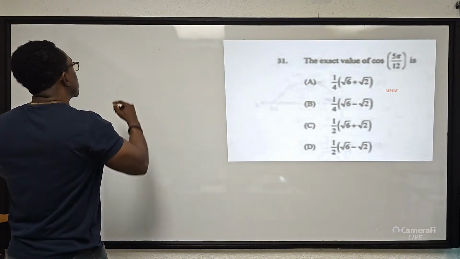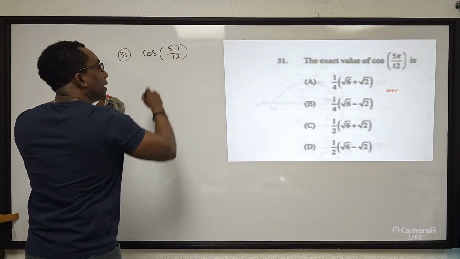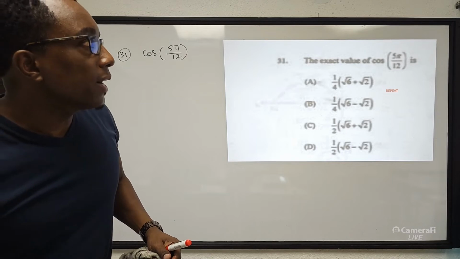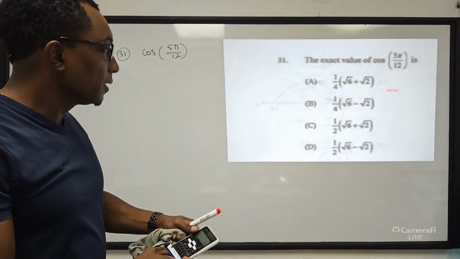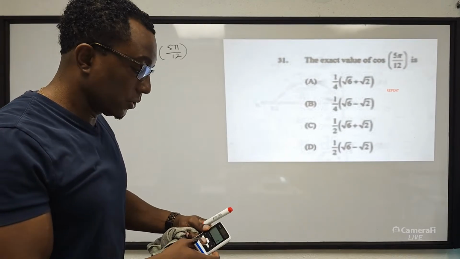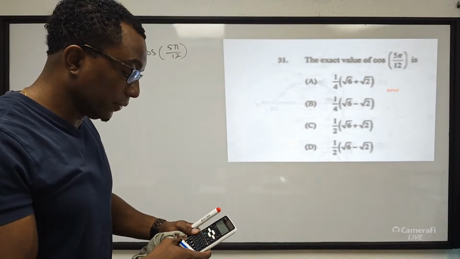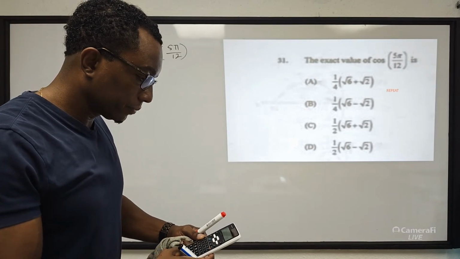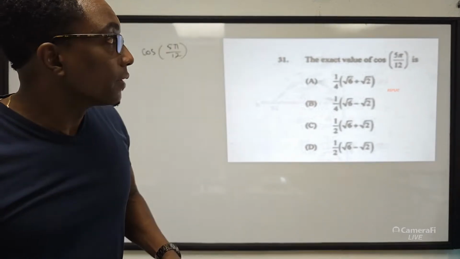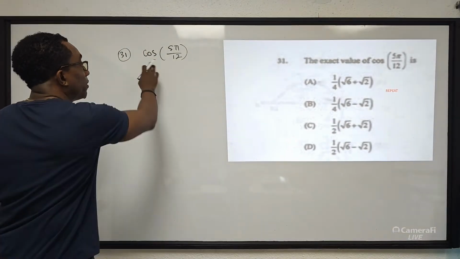So 31, we have cos 5 pi over 12, yeah? Because we know pi is 180 degrees, if you convert 5 pi over 12 into degrees, that's 5 by 180, which is 900 divided by 12. That's 75 degrees. Good? So we want to find the value of cos 75 degrees.